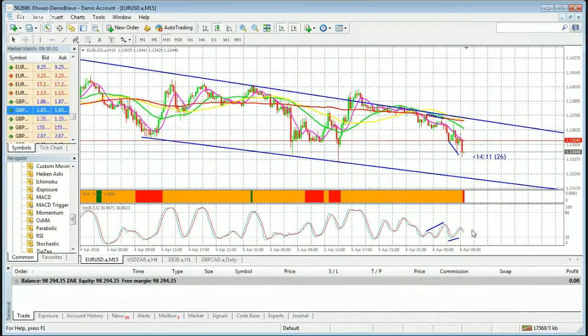Okay. And it looks like we are getting the trend change. Okay, so give it a short little while. We might be getting an entry for the 15-minute three moving average setup.